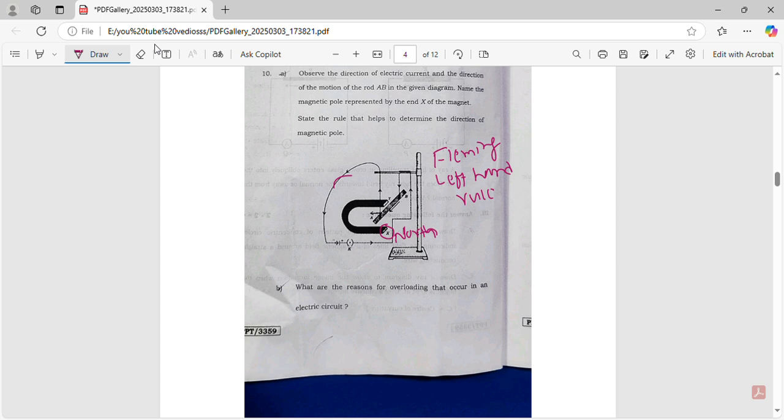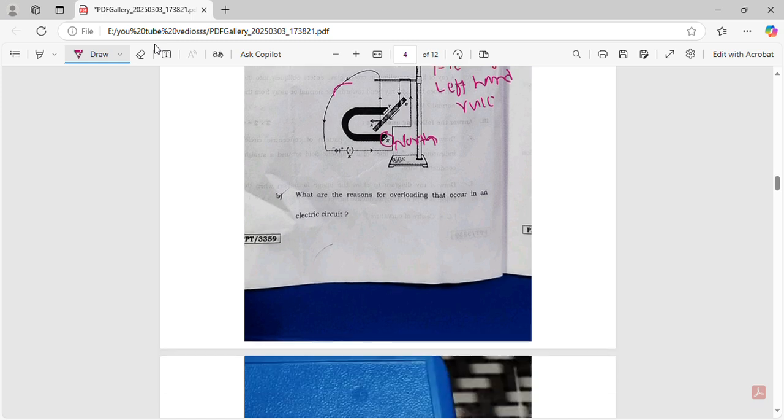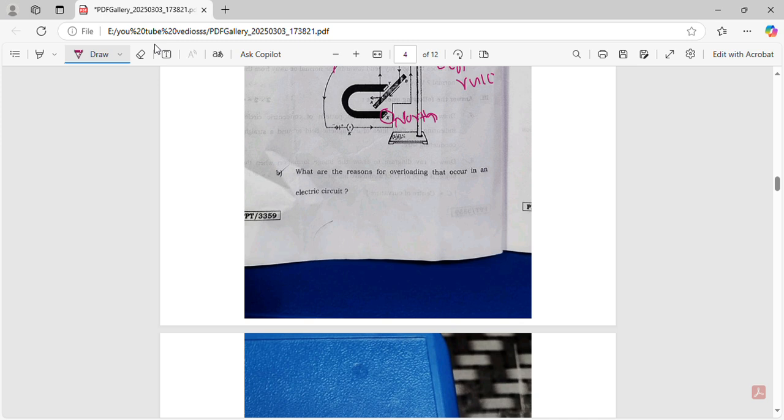Overloading occurs in that. Overloading is due to what? Overloading is due to a large number of appliances being connected to the same socket, and also when the live wire and neutral wire come in direct contact. There is also a chance of accidental increase in the voltage from the government side.